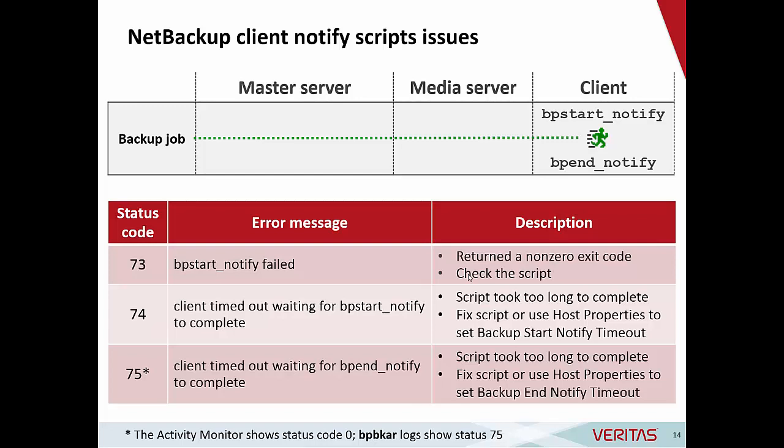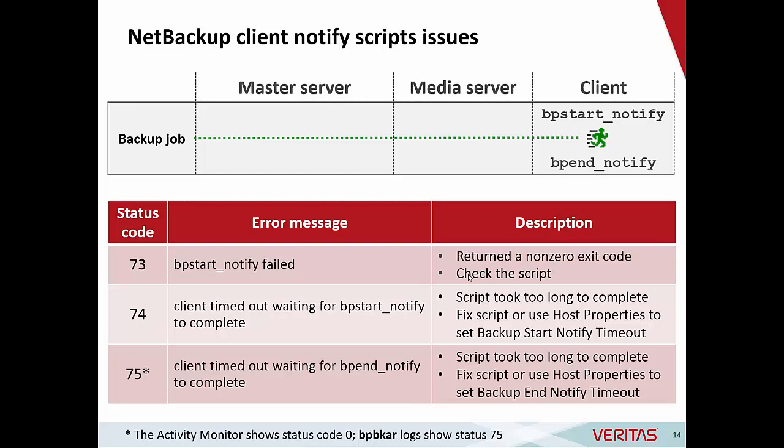And the assumption is whatever pre-processing was going to happen, if that wasn't done successfully, then the backup is not going to be useful. So that's the status code 73. The BP start notify failed. That means we got a non-zero exit code. The status code 74 is the timeout, where it was waiting for the script to complete.